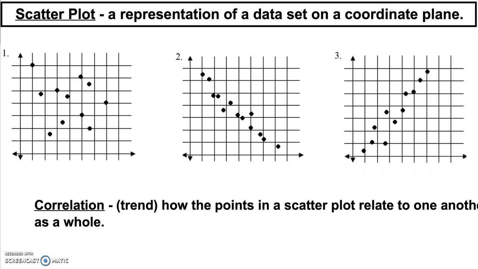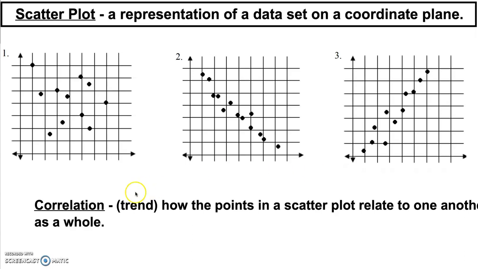A scatter plot is a representation of a data set on the coordinate plane. So we have three scatter plots here. Notice it's really just points that are graphed. We can look at each scatter plot and try to look for patterns. We see this scatter plot is a little more spread out. This one has more of a decreasing pattern, and this one has more of an increasing pattern.